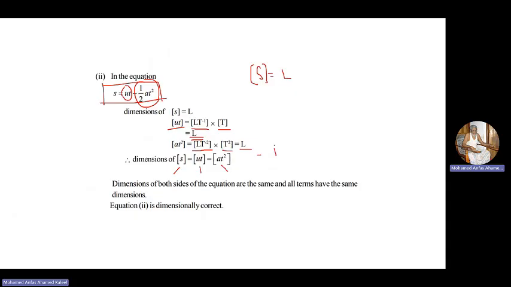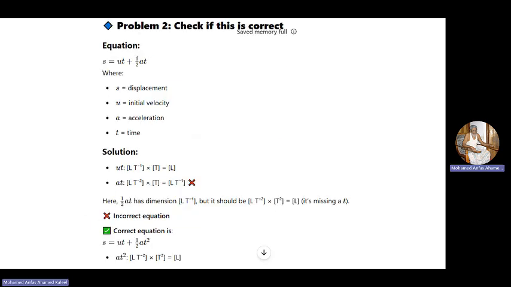Hence, the dimension of the left hand side is equal to the dimension of the right hand side. Hence, the equation is dimensionally correct. The equation is s is equal to ut plus half at squared.